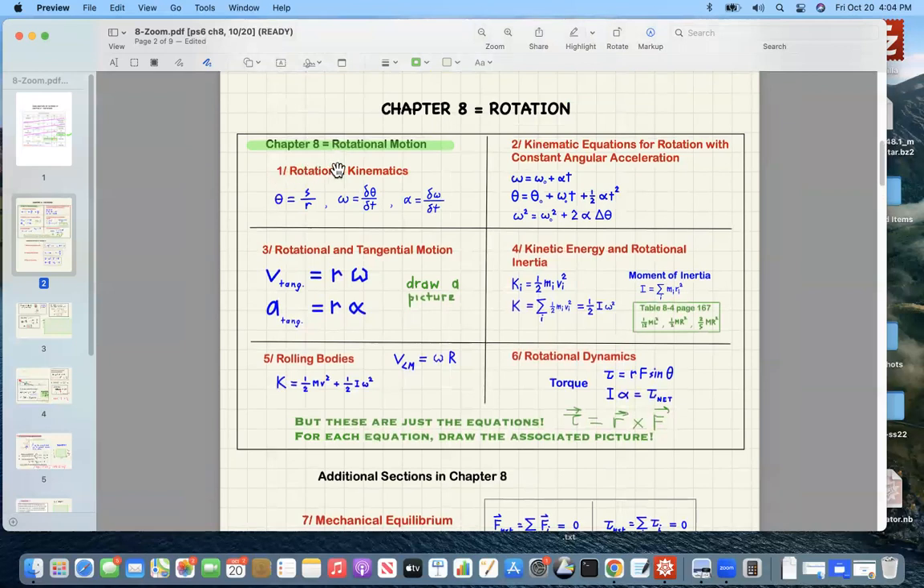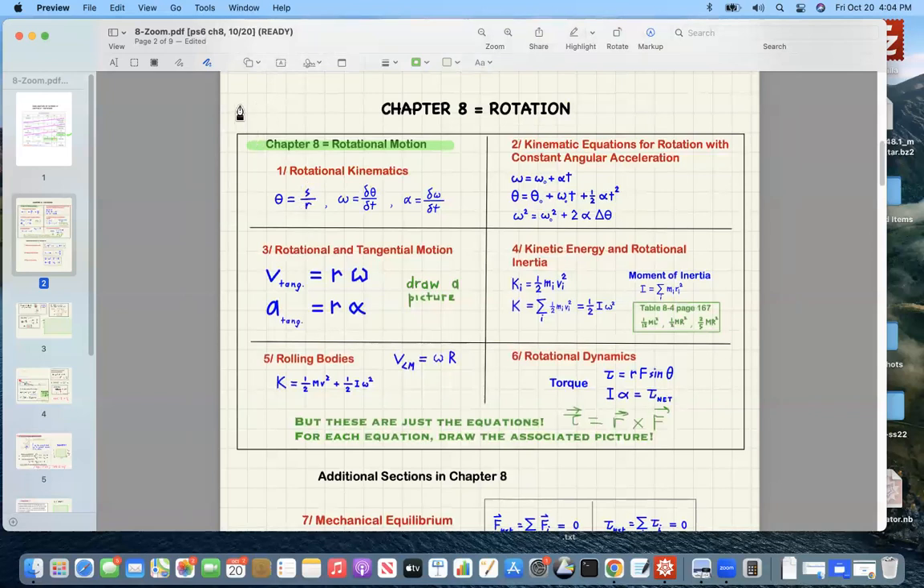The first section is on kinematics, where we introduce the angle theta. That's the orientation of an object which can rotate. So theta is an angle, and normally it's measured in radians. The definition of radian, the radian measure of angle, is its arc length over radius.